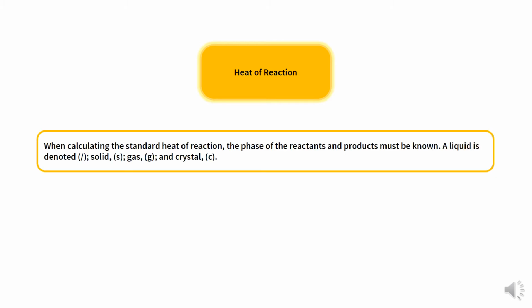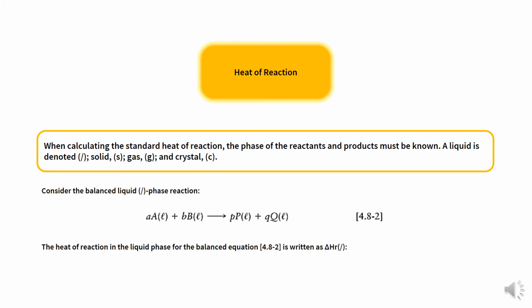When calculating the standard heat of reaction, the phase of reactants and products must be known. A liquid is denoted with L, solid with S, gas with G, and crystal with C. For example, if we consider the balanced liquid, or L phase, reaction, the equation can be written as the following equation, and the heat of reaction in the liquid phase for the balanced equation can be written as the following equation.